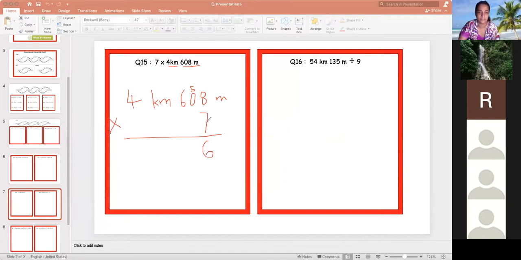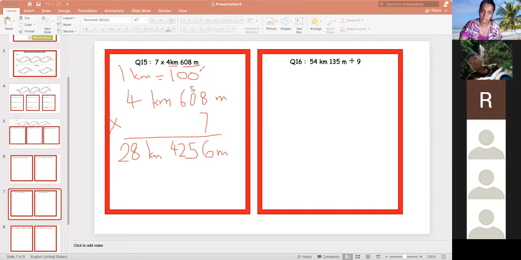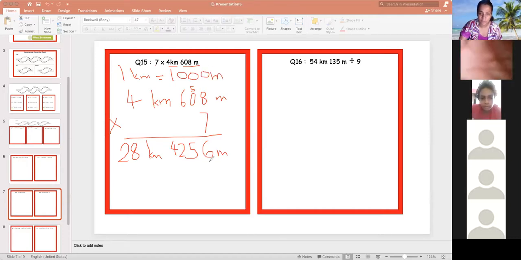You do the normal multiplication. 0 times 7 is 0. Plus 5 is 5. Okay, 7 times 6 is 42. So you tulis lah your 42. You don't go anywhere. You jangan pergi mana-mana. You tulis this 42 and you leave it as meter. Now you go and attack the kilometer. 7 times 4 is 28. Okay, now this is how your answer looks like. But you know 1 kilometer is 1,000 meters. You know this already. So what must you do when you have 4,000 meters? You minus 4,000. 1,000.